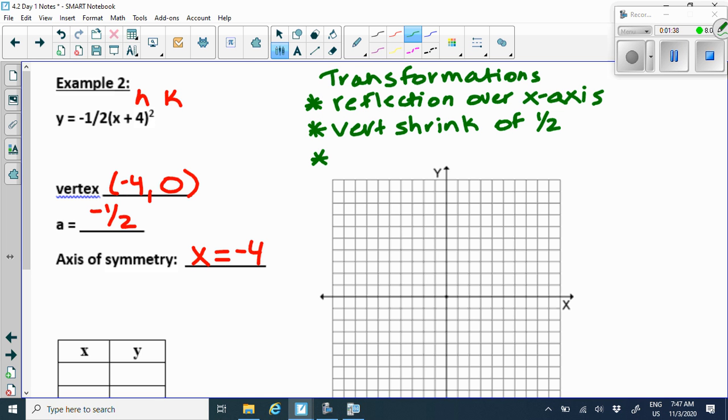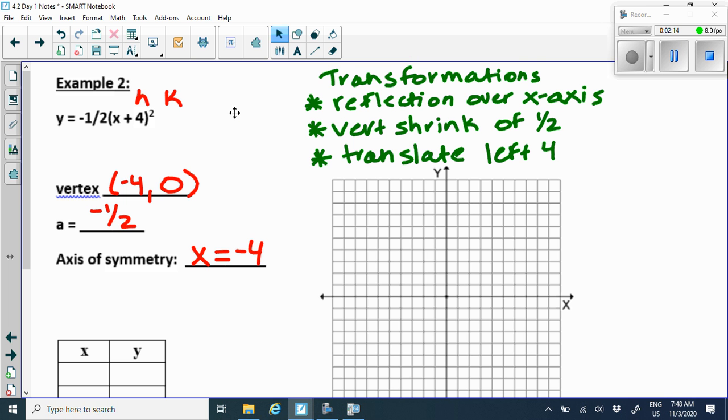Okay, lastly, let's think about our translations. So we have our h. So notice it's the +4, so we go the opposite direction, so that means we translate left 4. And notice we don't have a k value, so we don't move up or down at all, okay? Make sure you're using the correct vocabulary words, like reflection, vertical shrink, translate. And then make sure you have like over the x-axis if it ever reflects. And if it's a vertical shrink or stretch, make sure it's of or by whatever the number, and then translate, and then talk about by how much.